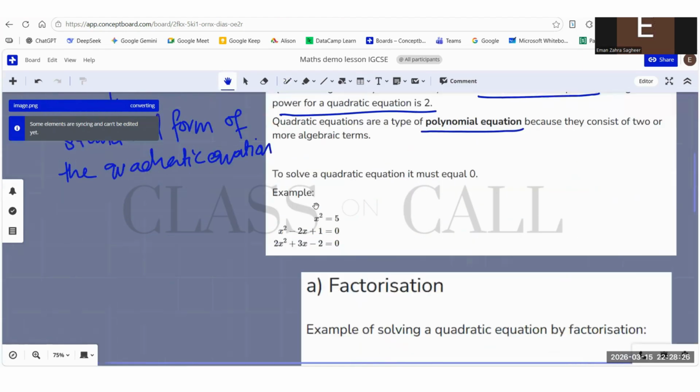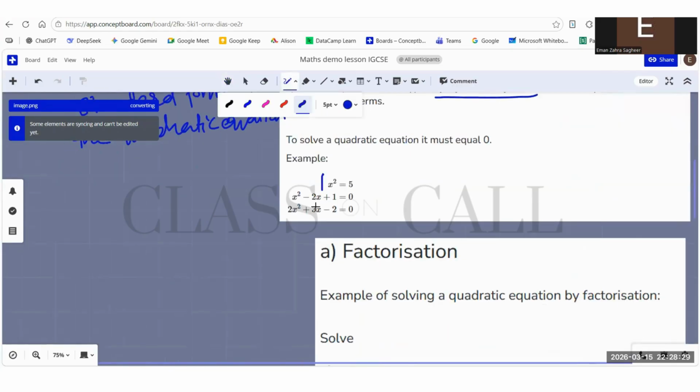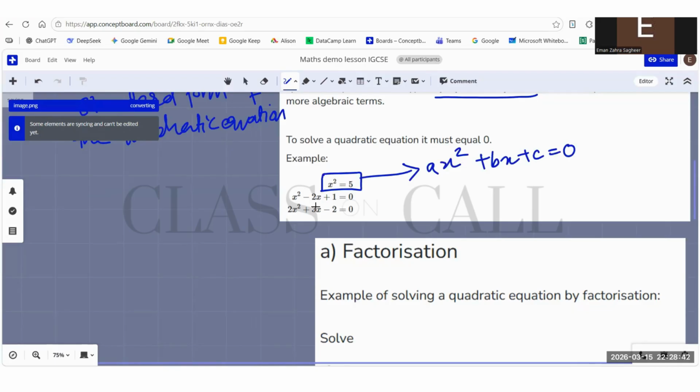For example, if you see an equation written like x squared equals 5, it is not in the form ax squared plus bx plus c equals 0, but it is still a quadratic equation. Why? Because of this 2. Quadratic equations have the power 2 in them, that's the highest power of the variable.